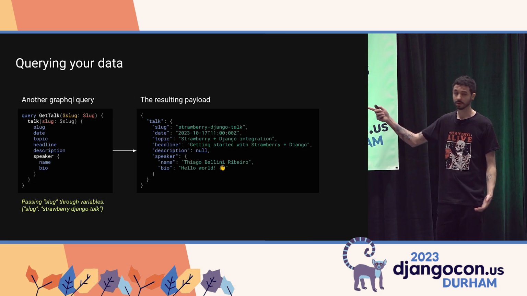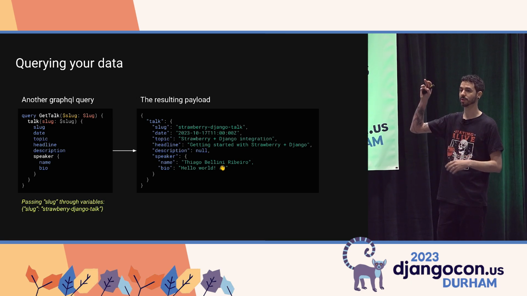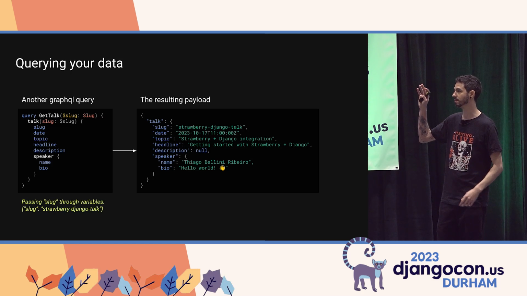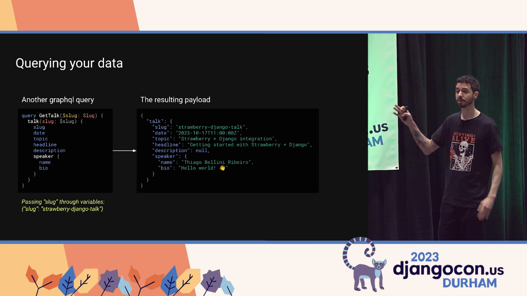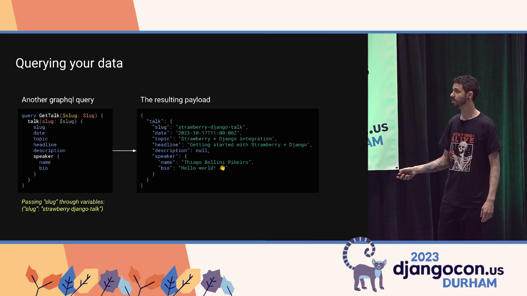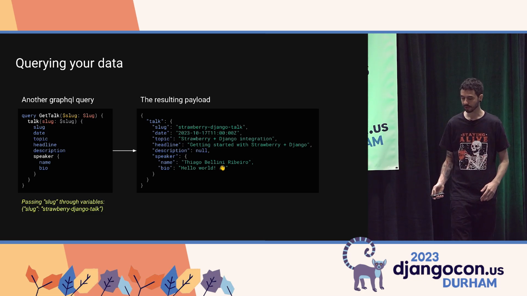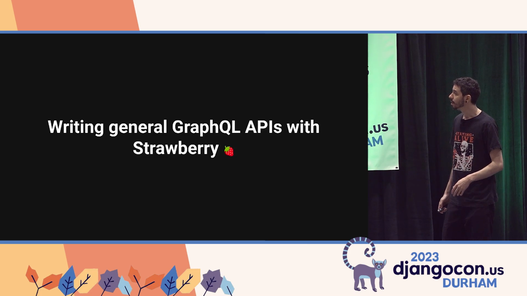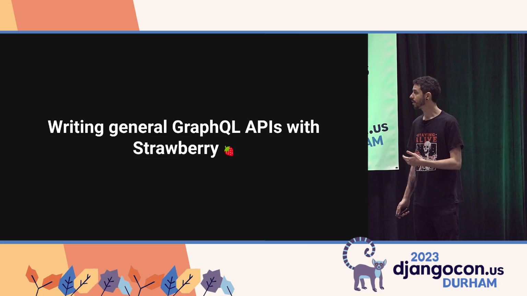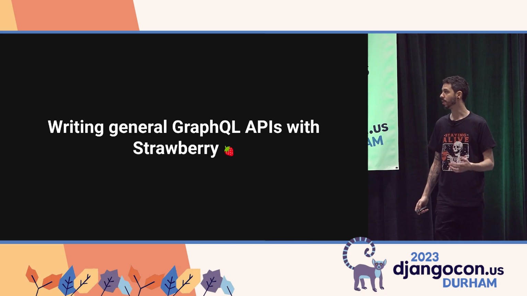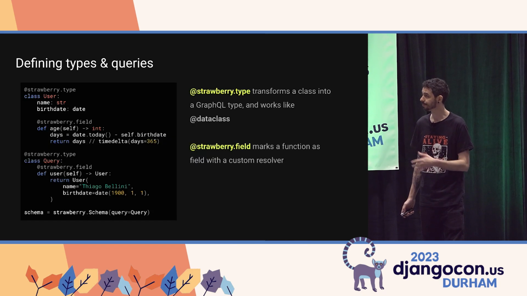This one would be used to retrieve, like, oh, I got into the talk page. So I have the slug and I want to retrieve its data. So this is an example. So how can we write general GraphQL APIs using Strawberry?